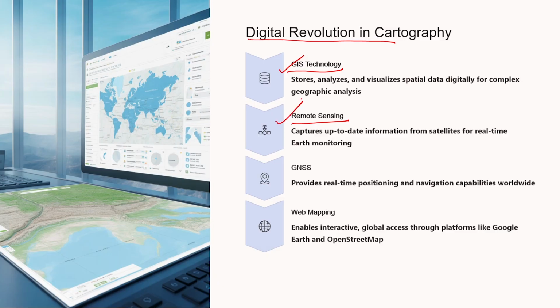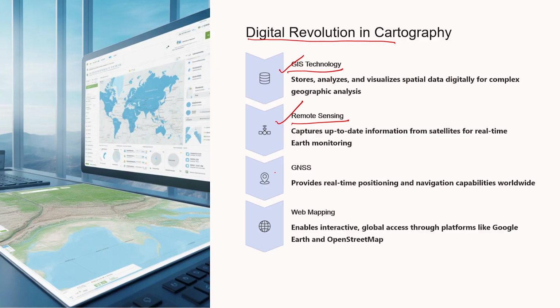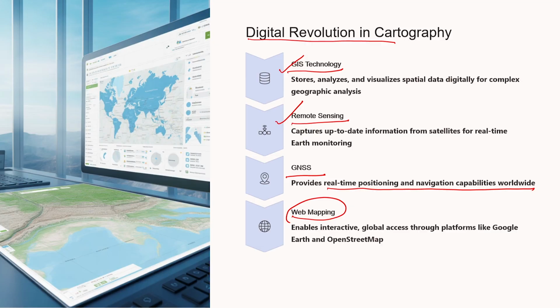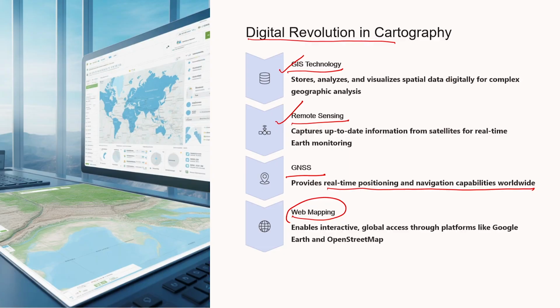So, the cartographer uses remote sensing for capturing all the information and preparing interactive mapping. Third one is GNSS, Global Navigation Satellite System, and you can see here real time positioning and navigation capabilities. We try to collect real time information, so that you will be able to know where you are moving. Finally, web mapping. Web mapping enables interactive global access through platforms like Google Earth and OpenStreetMap. Google Earth is a very excellent example of web maps. Web maps are a perfect, latest technology, and everybody uses these technologies to complete the map.